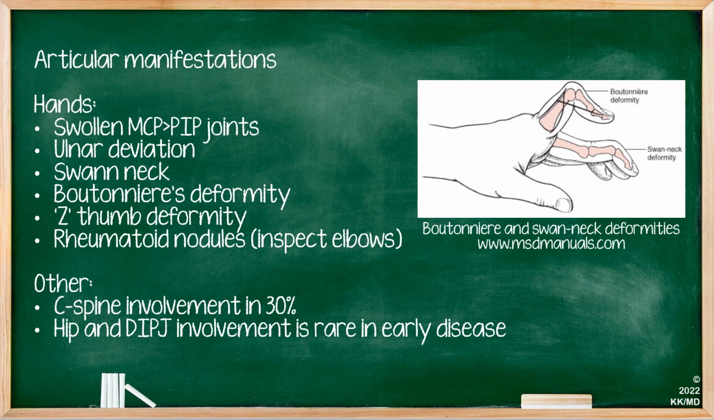Other articular manifestations can involve the C-spine in up to 30% of patients. And in rare cases, we do see involvement of the hip and the distal interphalangeal joints.